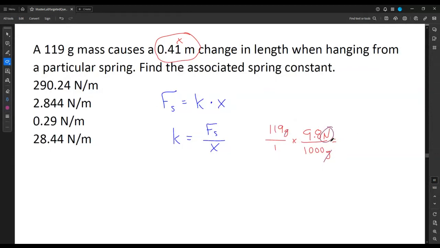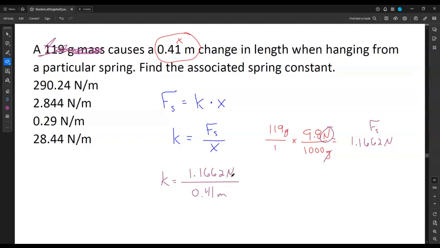So 119 times 9.8, divided by 1,000 from that number on the bottom, we get something like 1.1662 newtons. And I don't want to accidentally plug in the old mass, so I'm going to destroy the evidence, mark that out. And then this is now the weight that's hanging on the spring, which will become the force hanging on the spring. Okay, so the force on the spring is 1.1662 newtons that we just calculated, and then the change in length, 0.41 meters that we had earlier.